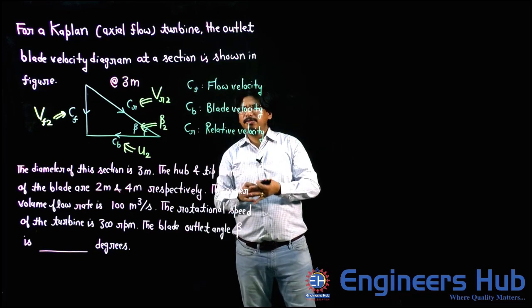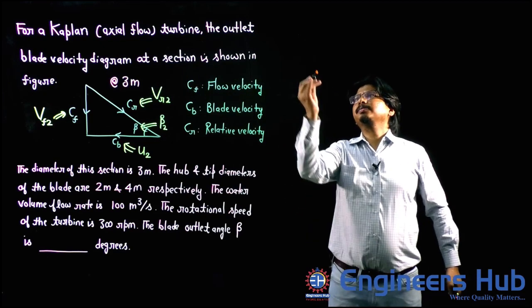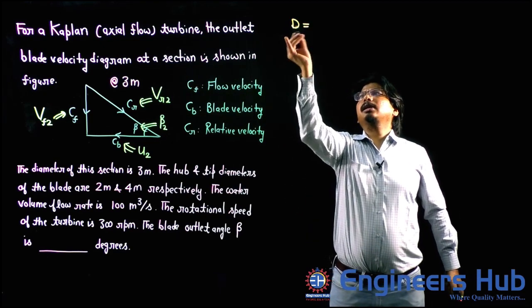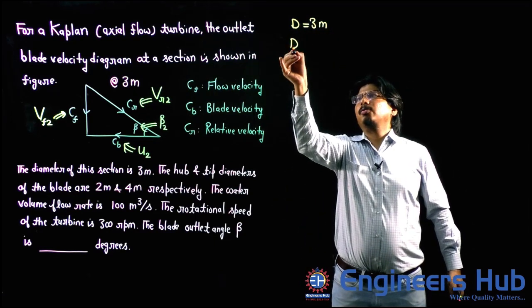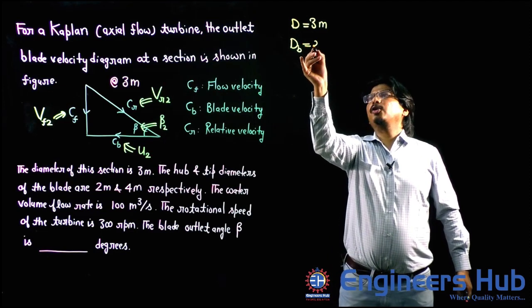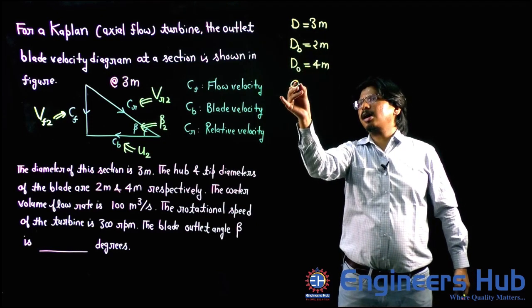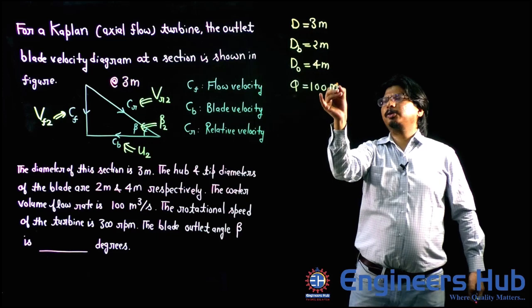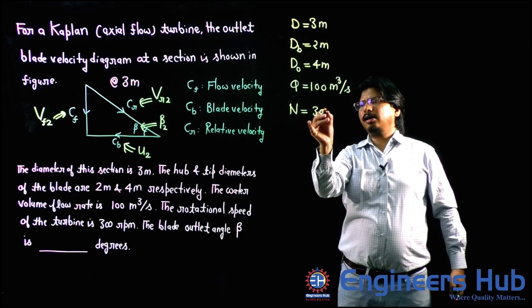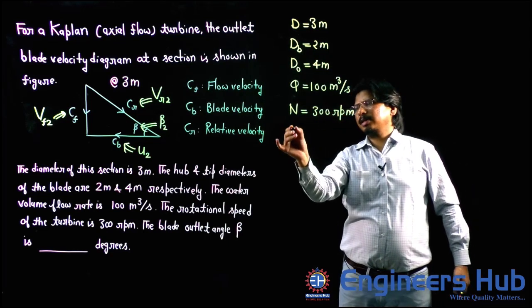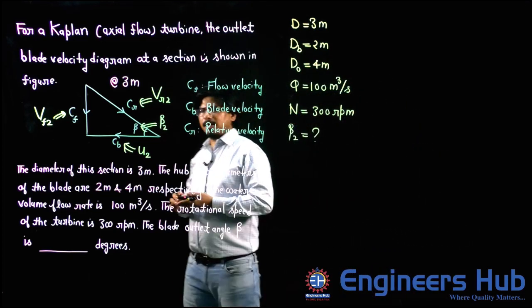So whatever the data is given, let us note it down, my friends. He has given the outlet velocity diagram at the diameter 3 meter. Hub or boss diameter is given as 2 meter. Tip diameter D naught is given as 4 meter. Discharge is given as 100 meter cube per second, and rotational speed N is given as 300 rpm. He is asking for beta 2 as per our notations. So how to find this beta 2?